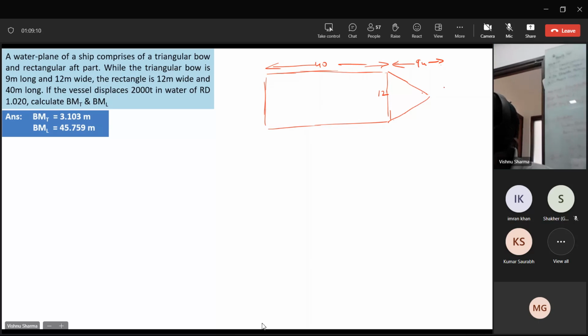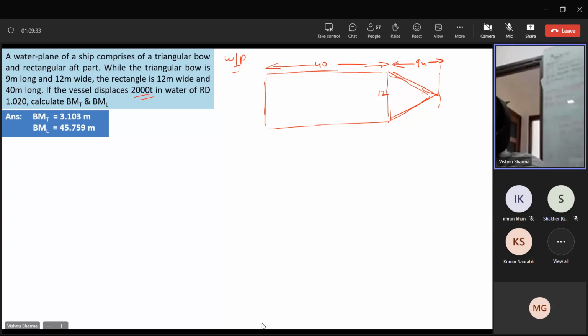Yes or no, beta? Yes, sir. Okay, so what we have drawn now is the water plane area directly. If the vessel displaces 2000 tons in RD 1.010, calculate BMT and BML. Okay guys, first we'll have to identify the center of flotation.